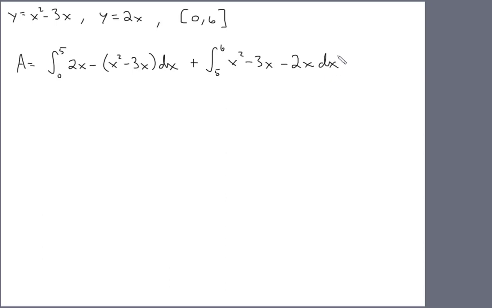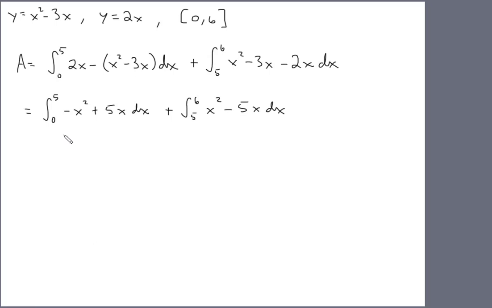So this is what we're going to have to do to figure out what this total area is between 0 and 6. Alright, so let's simplify these a little bit. Get rid of the minus signs. Let's write them in descending order of power, so negative x squared plus 3x. Let's see, that's plus 3x and plus 2x, so that's plus 5x. And then for the second integral from 5 to 6, we'll just combine these like terms, so we'll get x squared minus 5x.